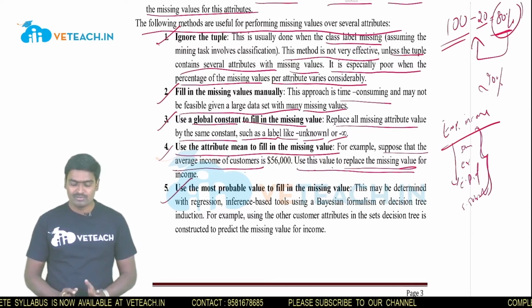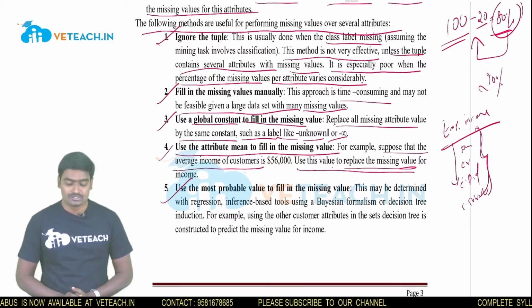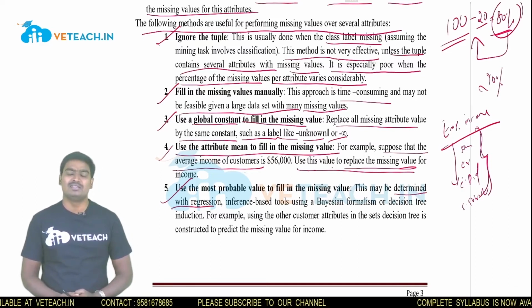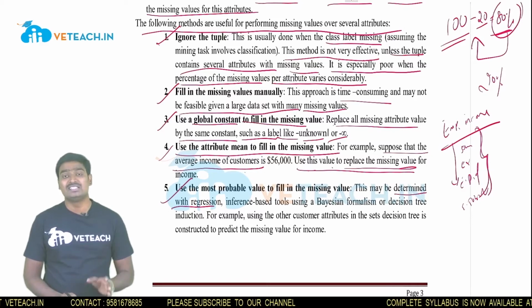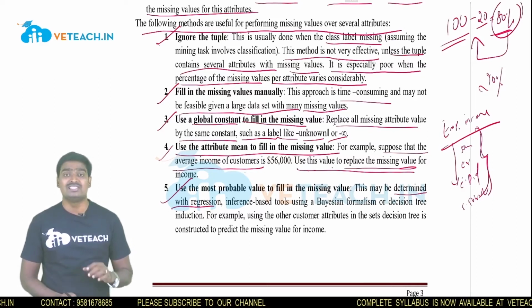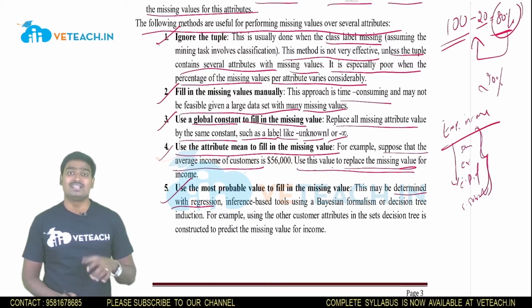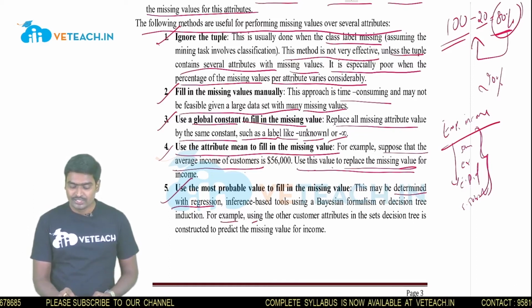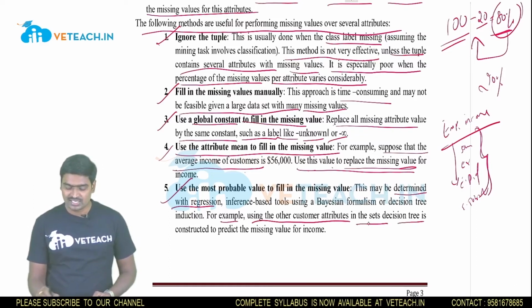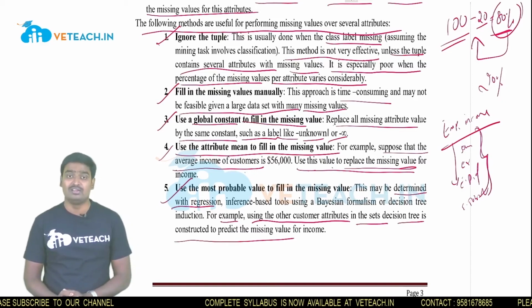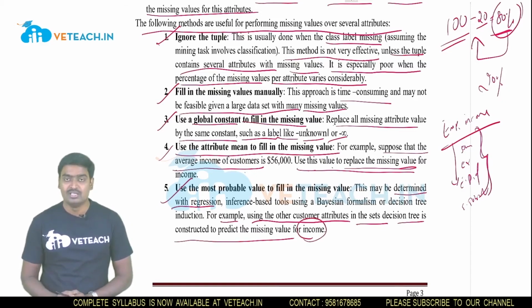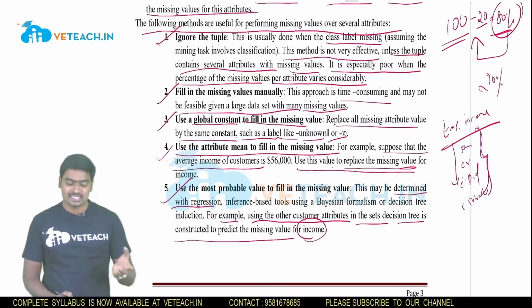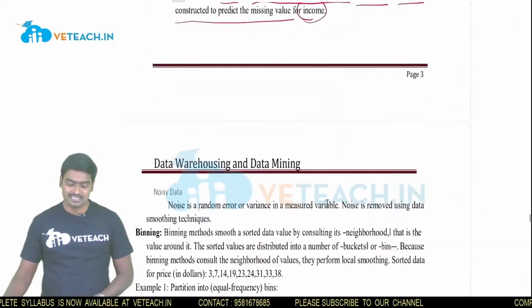Use the most probable value to fill in the missing value. The probable value is determined with regression. Regression is a statistical method we use to generate the missing value. For example, using the other customer attributes in the data set, a decision tree is constructed to predict the missing value for income. So based on the other employees' salary, we can predict it. This kind of thing happens in data cleaning.